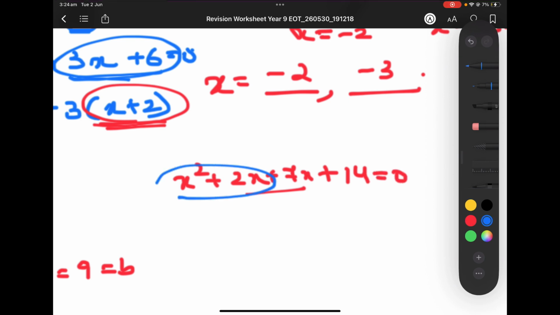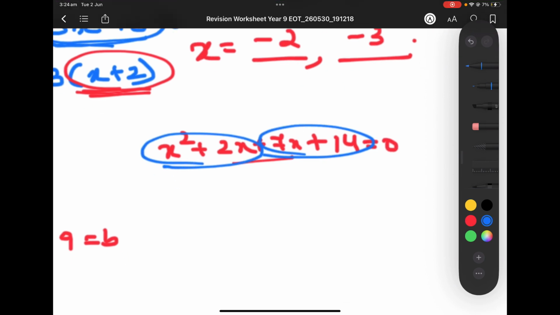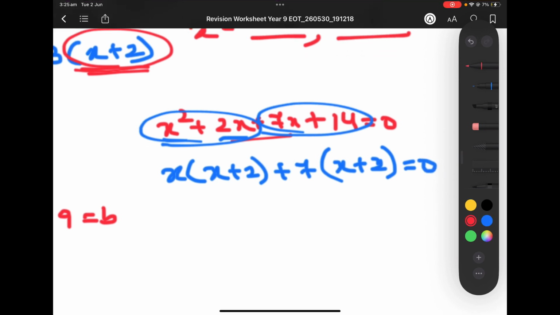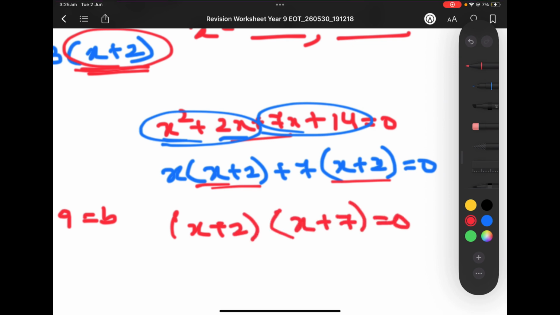Then I'll take the first two terms and the last two terms. My x goes common out. Okay, x is common in both of them. I'm left with x plus 2. Here 7 is common, so 7 goes out, and I am going to do x plus 2 here, which is equal to 0. Then again I see x plus 2 and x plus 2 is common, so I'll take that particular term out. What is left? x plus 7 is left here, which is equal to 0.